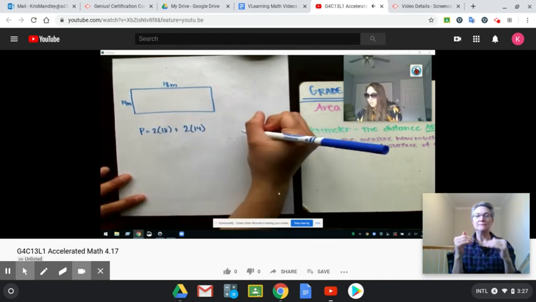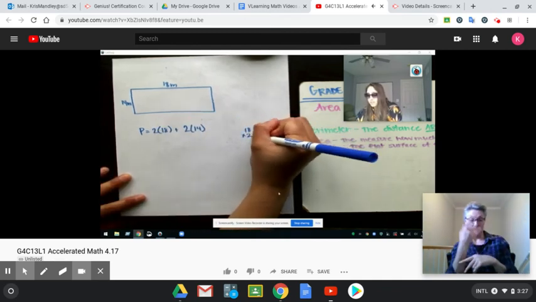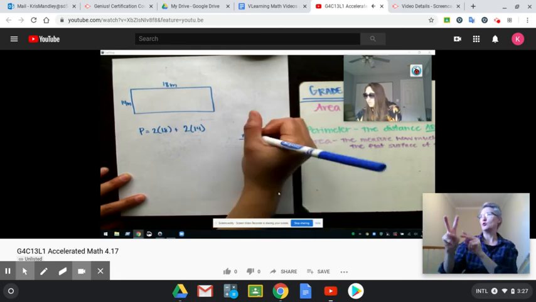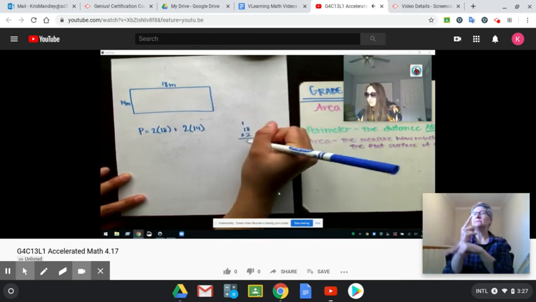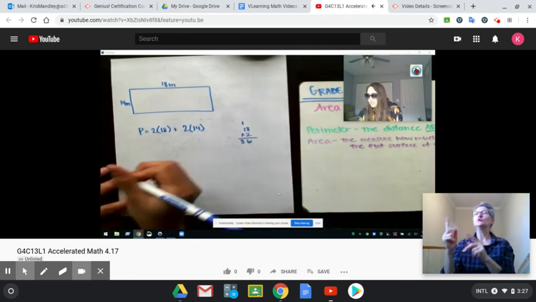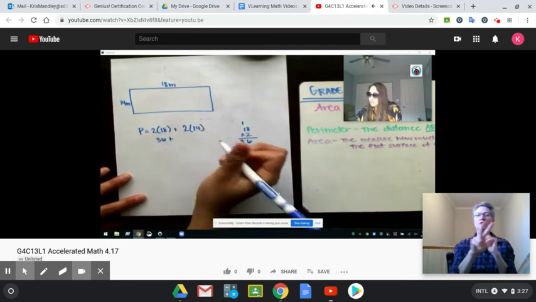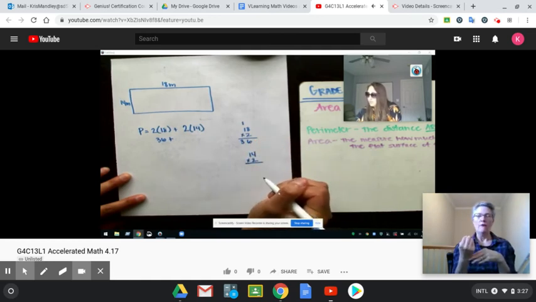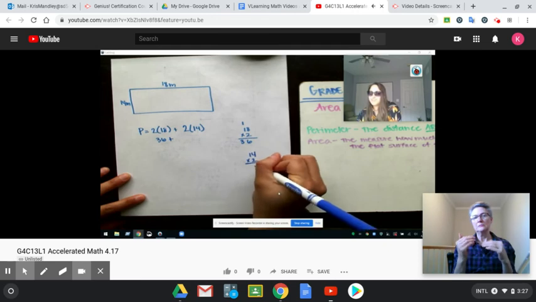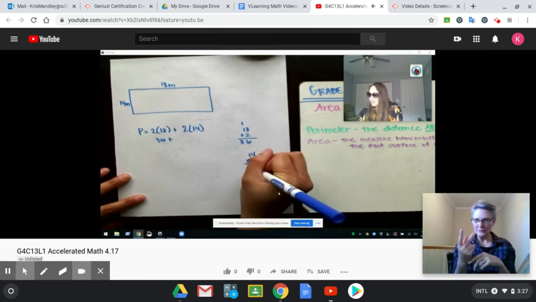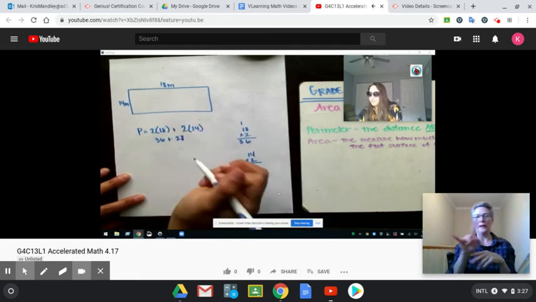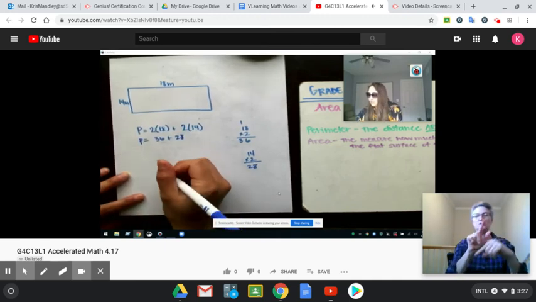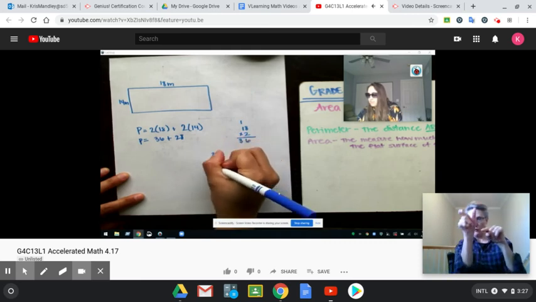If you're not sure of 2 times 18 in your head, don't try to guess and get the wrong answer. Go off to the side and jot down your work, right? So 8 times 2 is 16. 2 times 1 is 2 plus 1 is 3, so 36. Plus, and we could do the same thing for 14 if we need to. 14 times 2, so 4 times 2 is 8. 2 times 1 is 2, and I would get 28. So now I've got perimeter equals 36 plus 28.